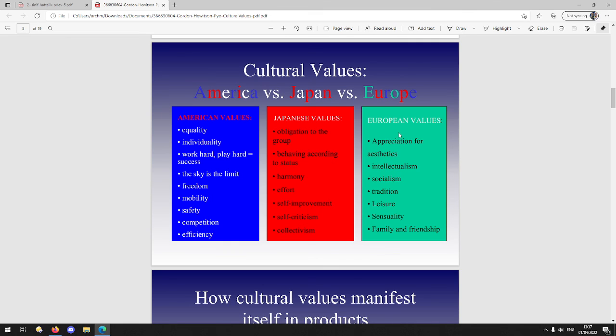But in European values, for example, we have appreciation for aesthetics, intellectualism, and again, socialism. There is a European social structure that Americans don't have, but this socialism is not as strong as the collectivism of the Japanese. So, for example, Europe generally has free healthcare, free education. The US very much lacks in that respect, and in Japan, they have much stricter rules regarding schools, for example. In tradition, leisure, for example, sensuality, family, and friendship. And we can all bundle this.